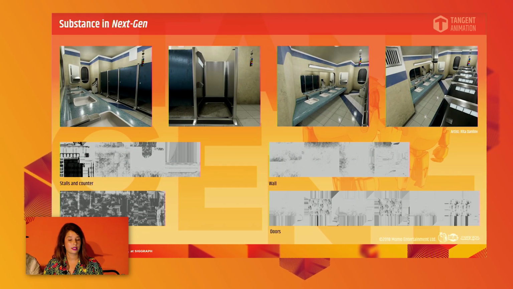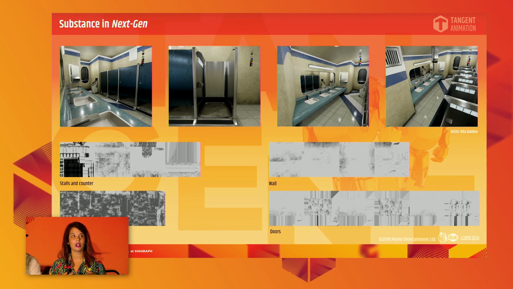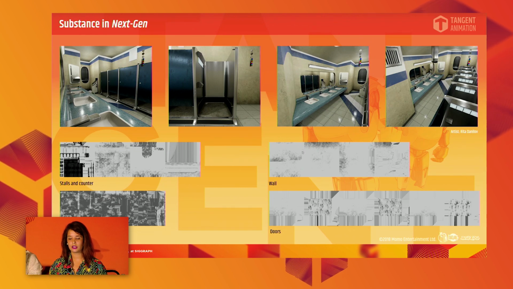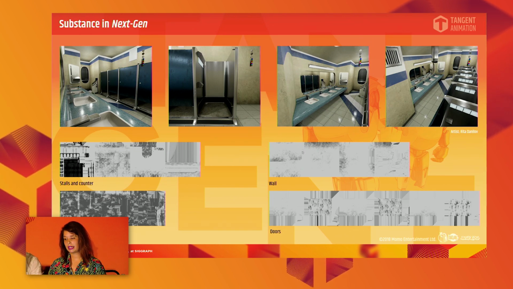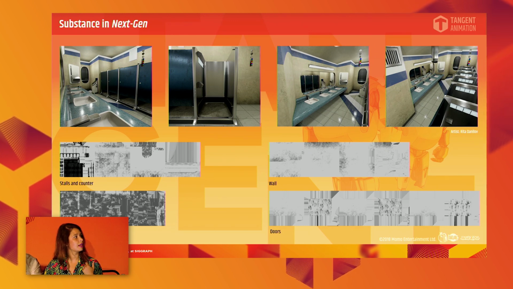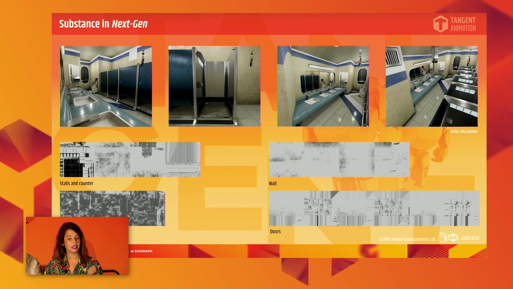Speaking of grunge masks, there were other artists that would take all of their architectural pieces into Substance Painter and then use generators to produce their grunge masks. They would bake out those masks and use them in Blender to layer their materials. And this is an example from another one of our artists, Rita Danilov.